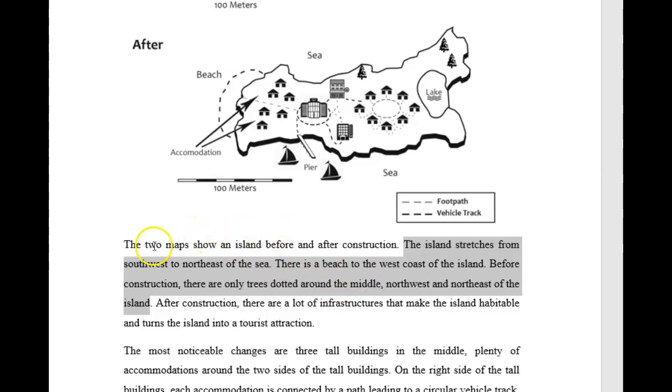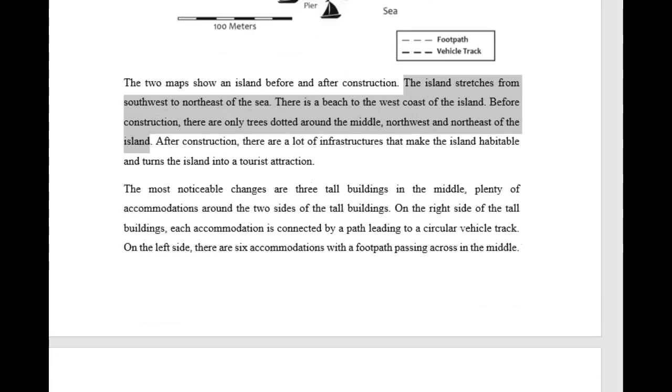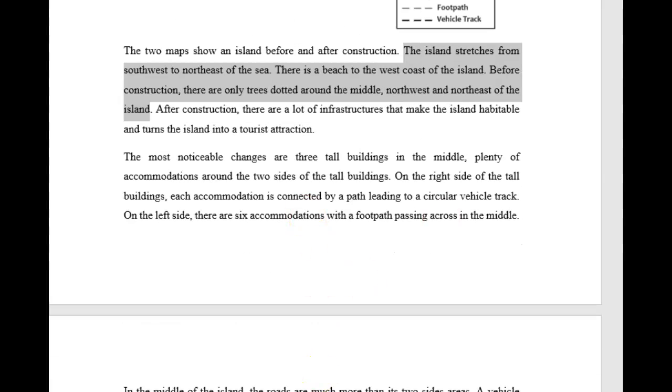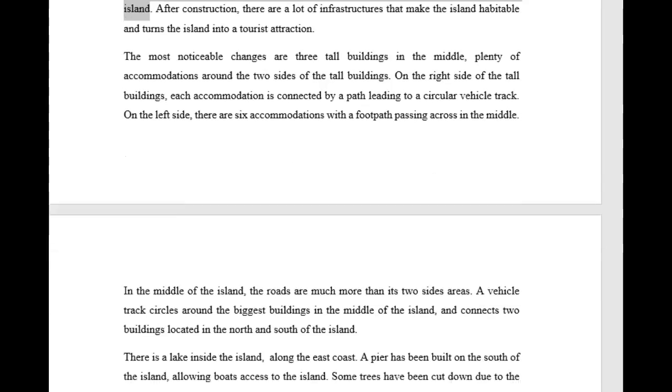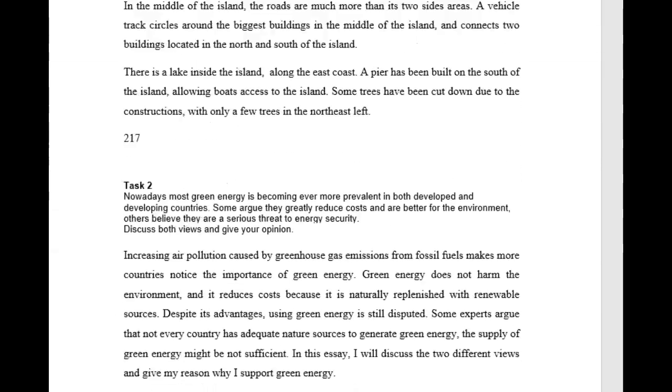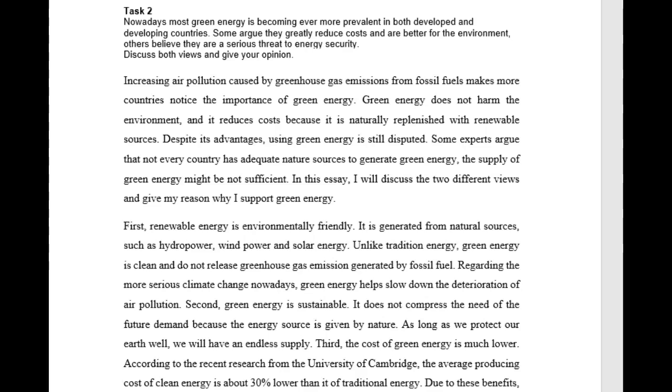So just to kind of reiterate, introduction and then overview, and then the before would have been its own paragraph, and then you could have gone into details about the other information on the island after that. All right, so it's a good attempt, a lot of good things for sure, just you need to work on the organization of your ideas a little more, okay? Let's take a look now at your task 2 about green energy.